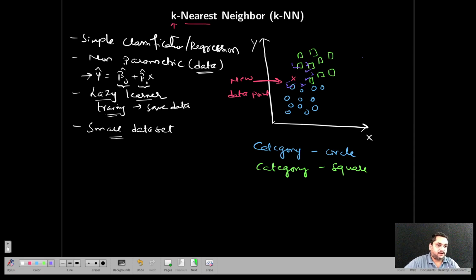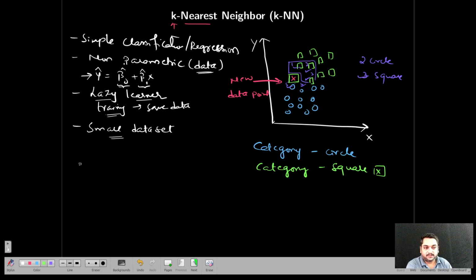That means there are 2 circles near to it and 3 squares near to it. So I will choose this as the category, because this is the majority. So this X, whatever new data point has come, is classified as a square. This is the basic concept of the k nearest neighbor algorithm. This is how it works.